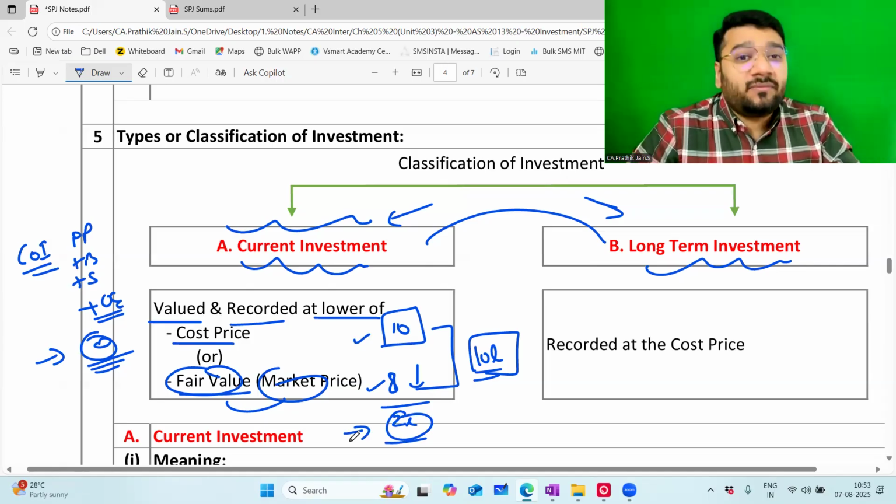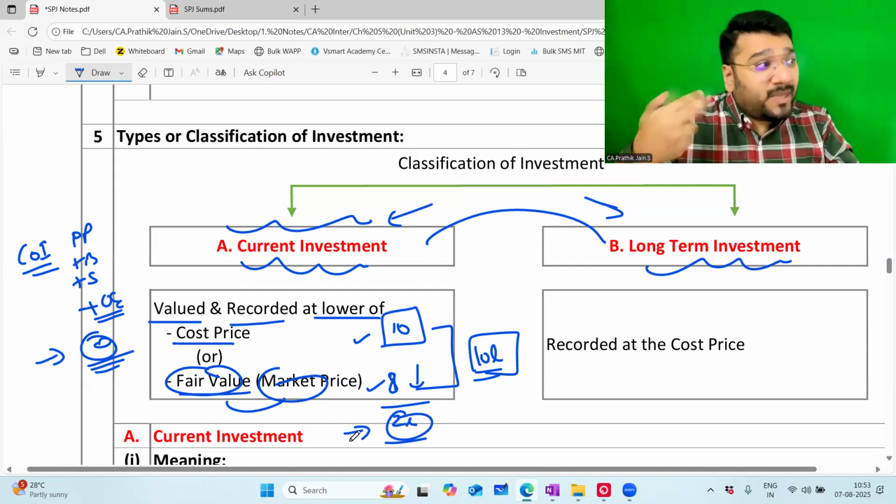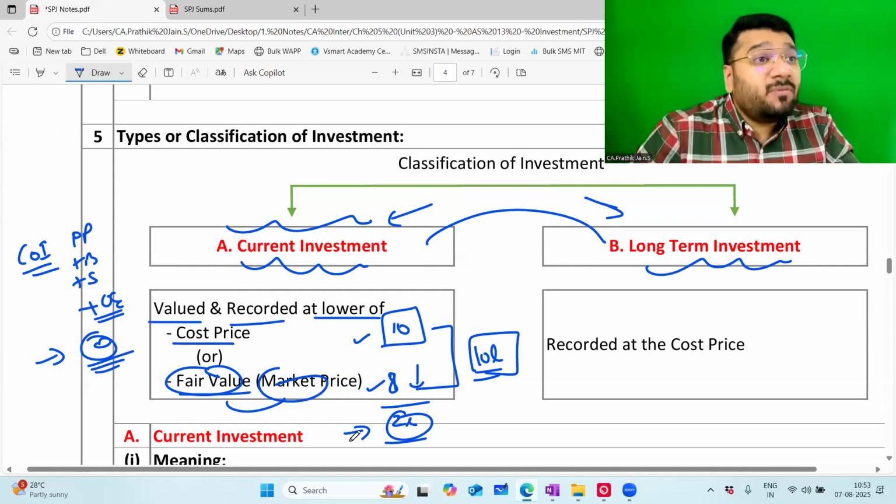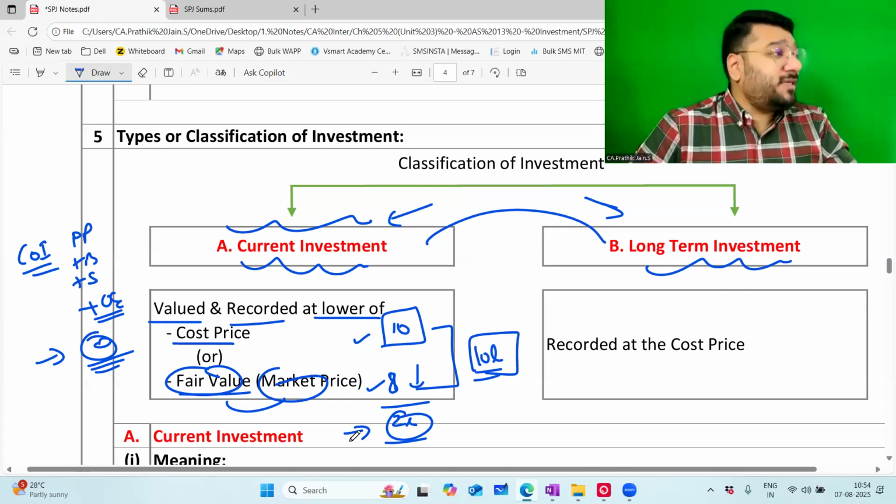We try to be prudent here. 10 lakh is what you've invested. Now it is 8 lakh rupees. So a fall in the value of the investment by 2 lakh. So this is a loss. Which loss? Unrealized loss. The prudence concept says to capture the unrealized loss.